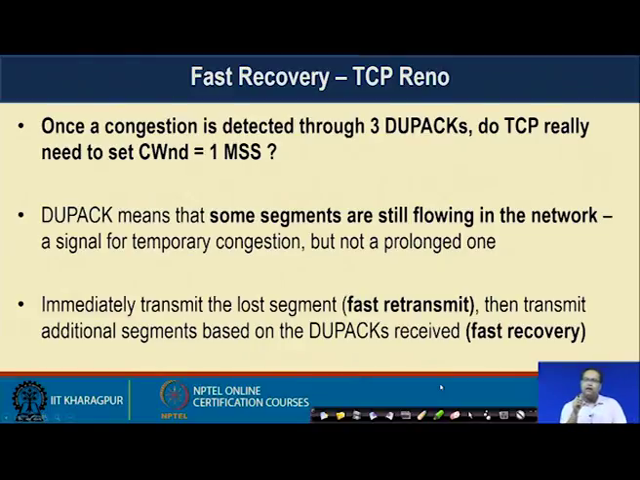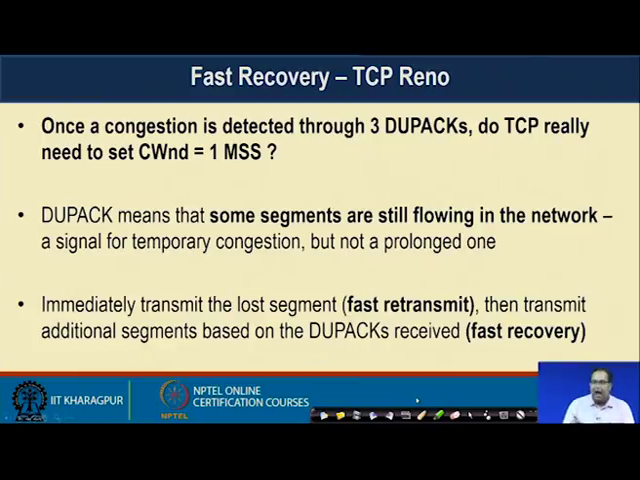Now, in TCP Reno there is another interesting observation from the implementation. Once you detect congestion through 3 duplicate acknowledgements, does TCP really need to set the congestion window to 1 MSS? Here, the duplicate acknowledgement means that some segments are still flowing in the network. It is not like you are not able to send any packet.